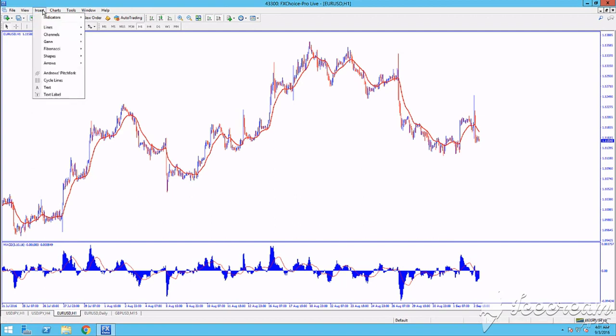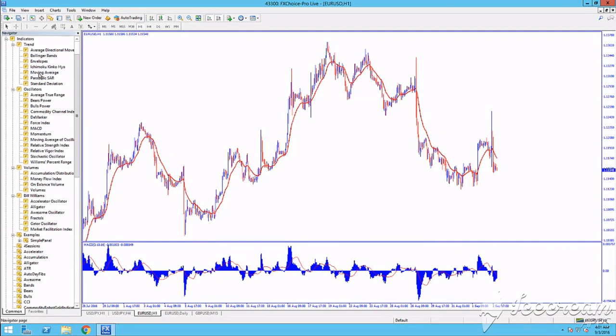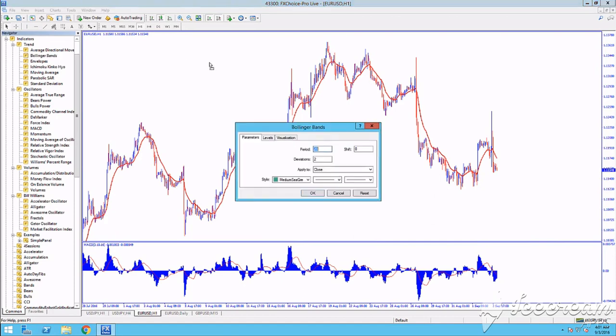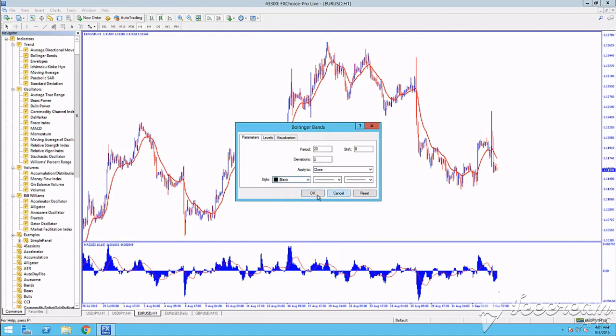So we're going to insert, view, navigator. We're going to look at trend and Bollinger Band. We're going to slide this over. And as we see here, the Bollinger Band standard is 20 period. Standard deviations are 2. We're going to change this to black.